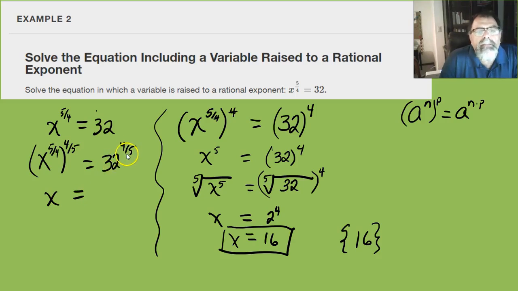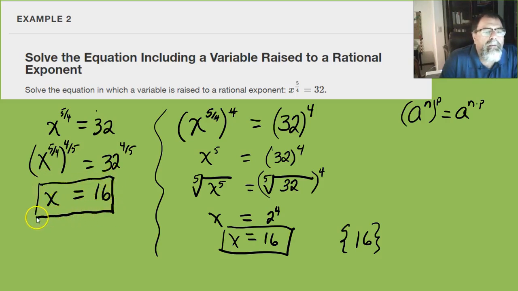And then the same thought process, right? We're going to take the 5th root of 32, which is 2, and then raise it to the 4th power, and you get 16. So it's the same answer, a little bit quicker. You could do it either way, whichever you prefer. All right, let's go on to the next problem.